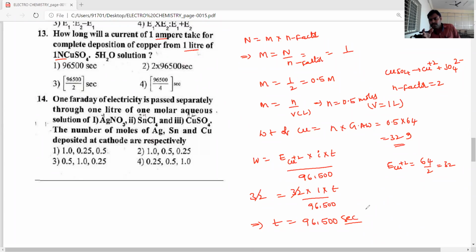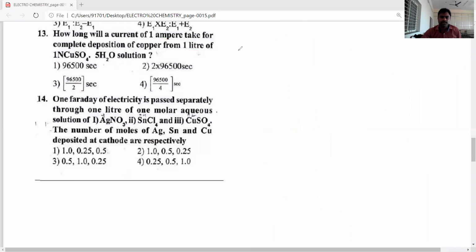For deposition of 32 grams of copper, how much time is required when the current is equal to 1 ampere, passed continuously? The time is equal to 96,500 seconds. Okay, understood? So this kind of question is also very, very important. Let's go for the next question.